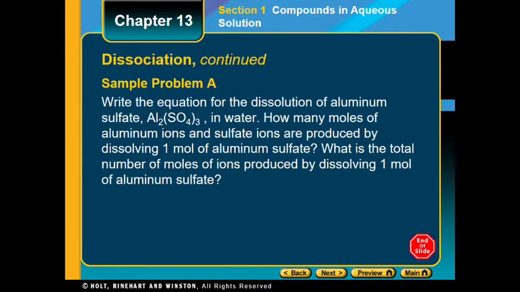So let's go through this problem right here. It wants us to write an equation for the dissolution of aluminum sulfate in water. And then it's asking how many moles of aluminum and sulfate ions are produced, and what's the total number of moles of ions produced when you dissolve 1 mole of aluminum sulfate. So that means we need a balanced ionic equation once we are finished.